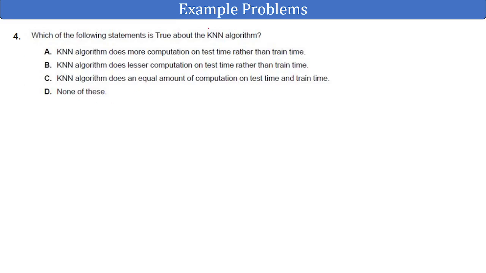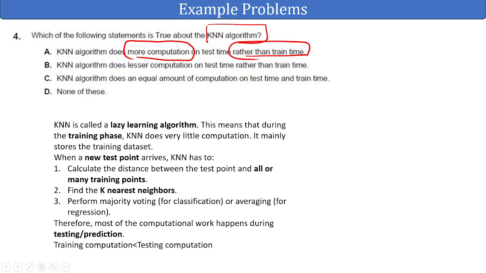Which of the following statements is true about the KNN algorithm? KNN actually does more work at test time rather than train time. Why? Because it has to find the distances, since it's a lazy learning method. So it's more on the test side than the train side. When a new test point arrives, KNN has to find the distance to many points, find the neighbors, then perform the majority vote. So it takes more time on testing instead of training.